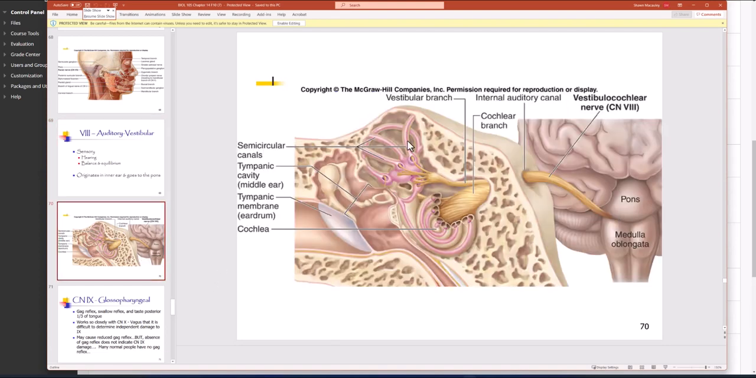Here is a diagram of the ear, and you'll see that nerve coming off the ear. It comes off in 2 parts. From the semicircular canals, we have the vestibular branch. From the cochlea, it's the cochlear branch. These 2 branches combine to make the vestibular cochlear nerve, number 8.